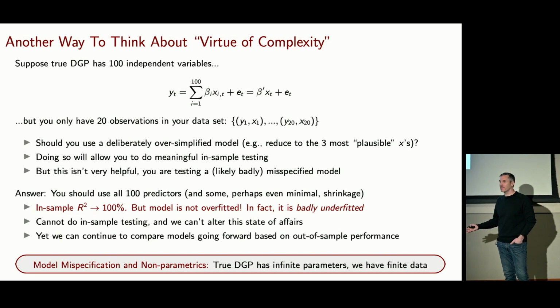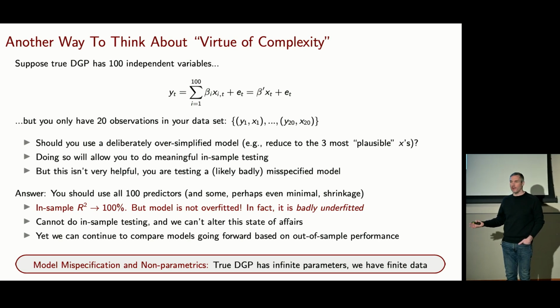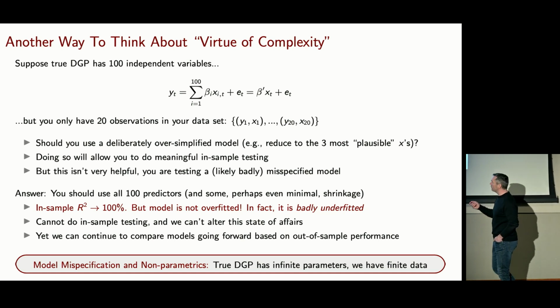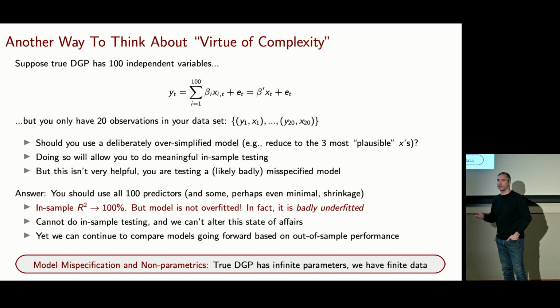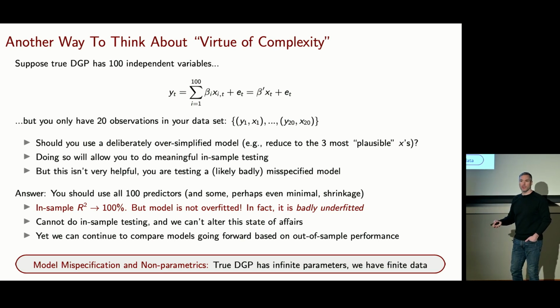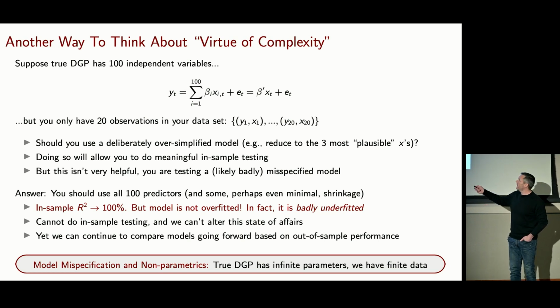The true model has 100 predictors in it. You need all of those 100 predictors to build the best out-of-sample model. So if you do this, if you use all 100 predictors and inject a little bit of shrinkage to keep things regular, that model out of sample will do better than any small model you would have reduced to. Okay? This is what is happening in complex systems.